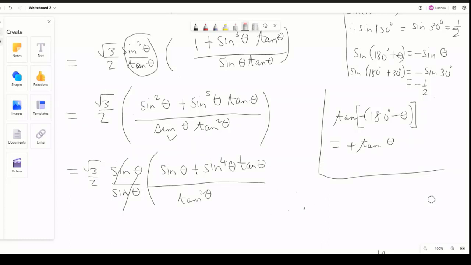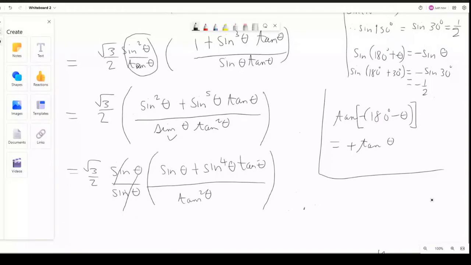It was the square root of 3 cos theta, plus 4 sine to the power 4 theta, and then all divided by 2 sine theta, all divided by sine 2 theta. Oh, okay.